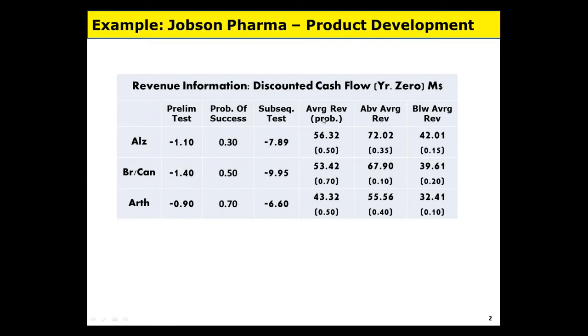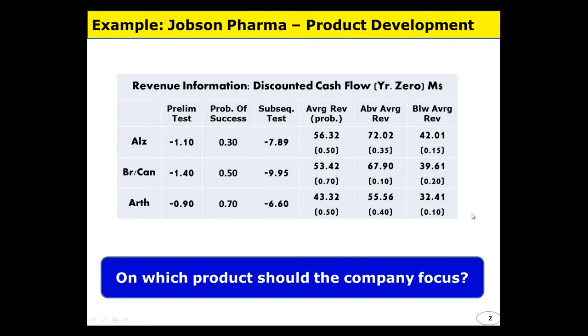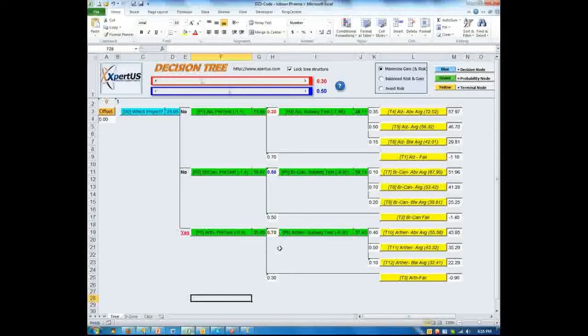The average revenue and the likelihood or the probability of achieving that is shown in this table here. We also have the potential for above average revenue and of course below average revenue. The question is, on which product should the company focus? Here we have the model already built. Which project? Alzheimer, breast cancer, or arthritis, in terms of pretest, of course, remember.